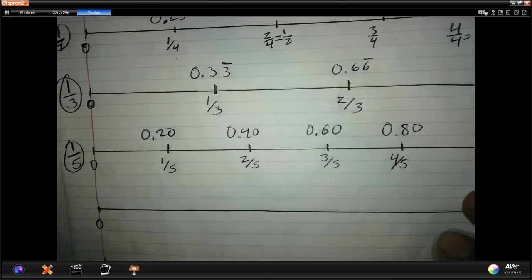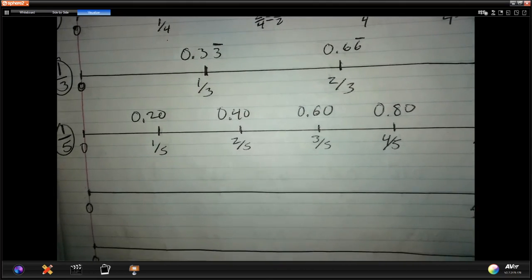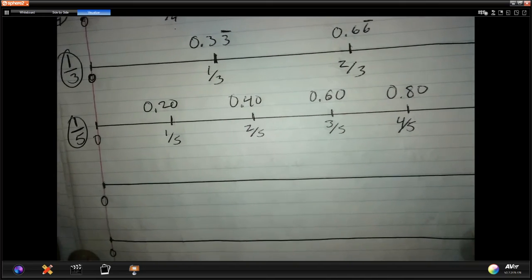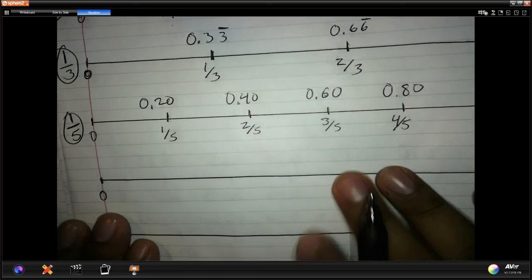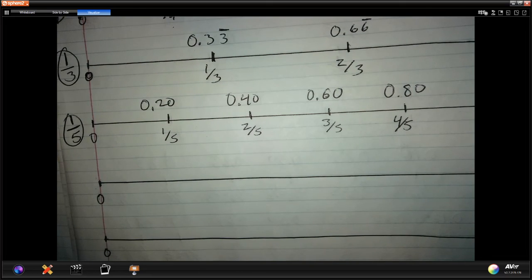I like 1/5 again. I don't know why. I just really want to harp about it. Like, yeah, that's a really nice fraction. Those are nice numbers to look at, nice numbers to work with. Fifths. I'm down with it.